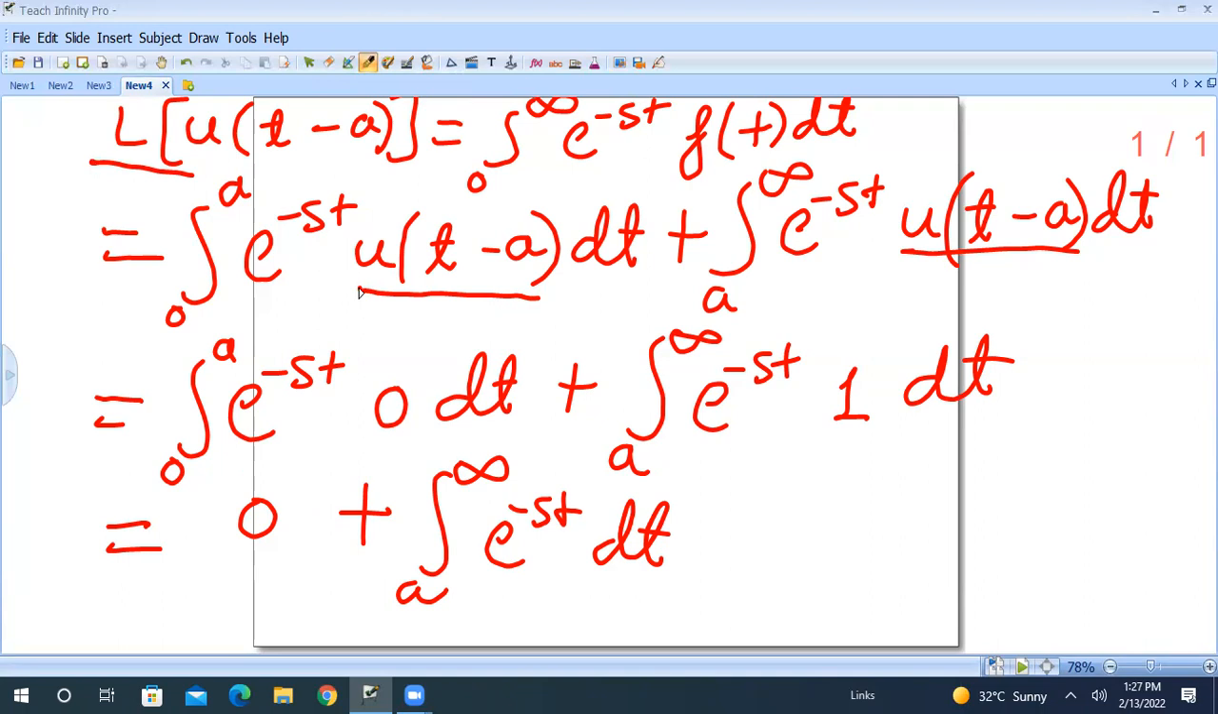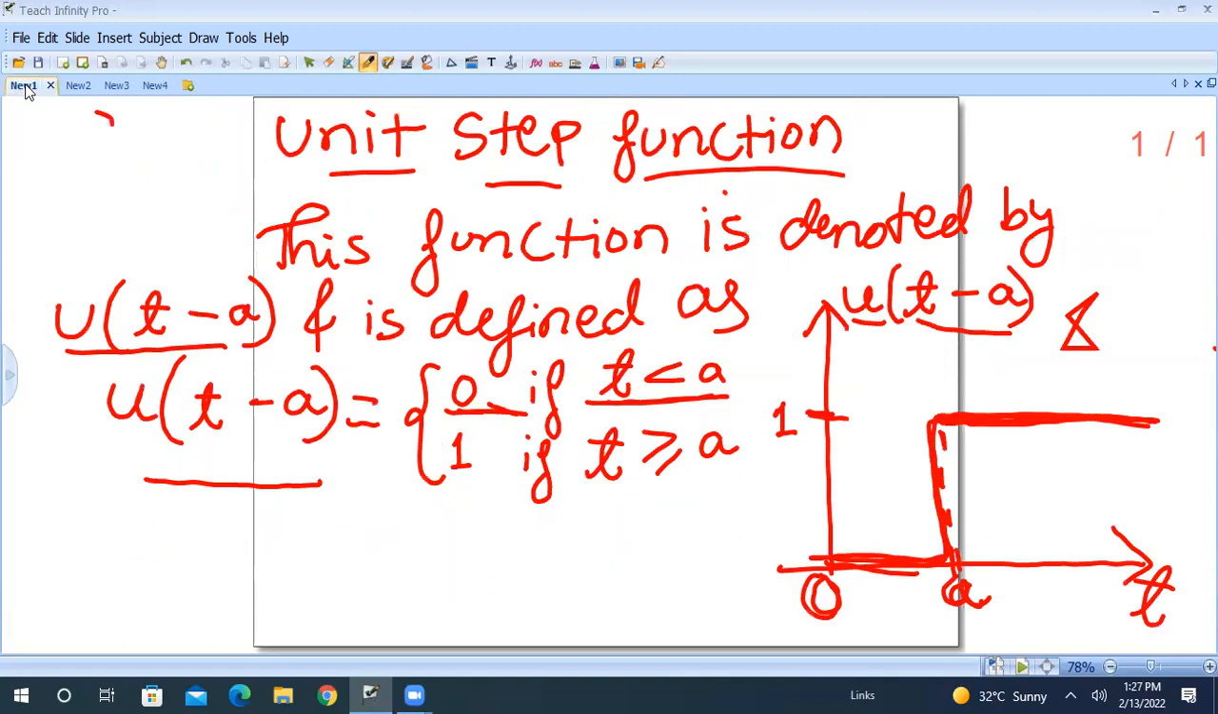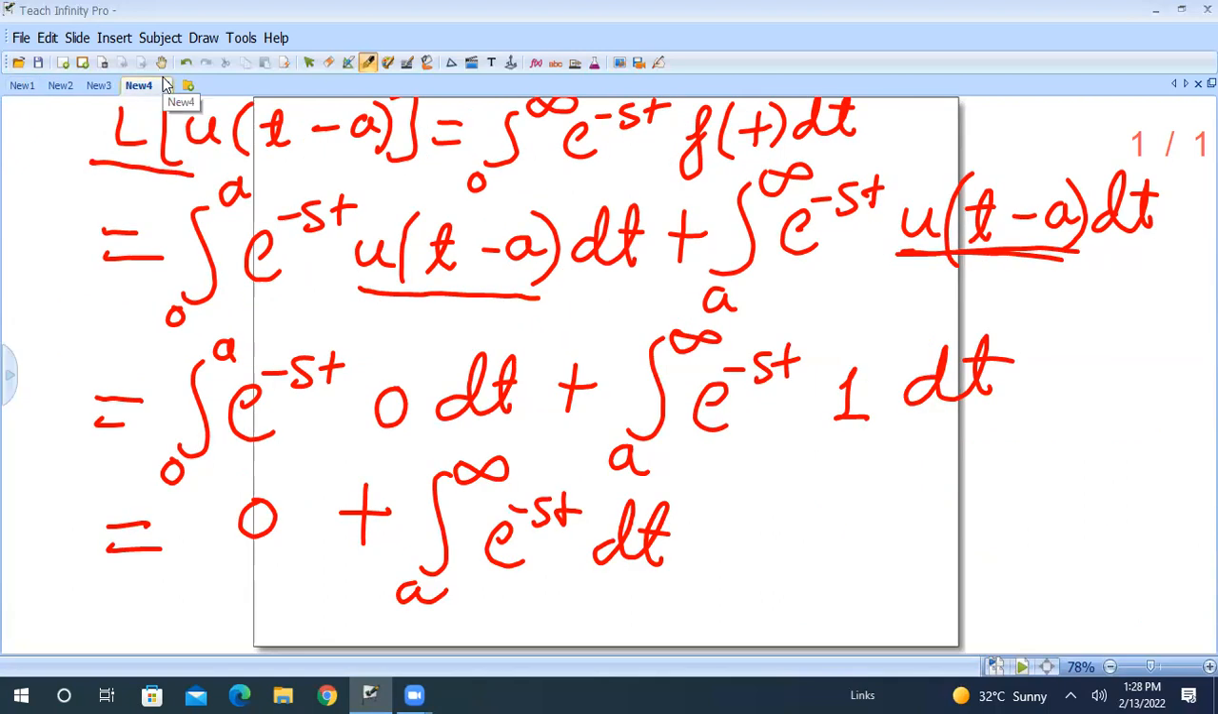The second condition: integration a to infinity e to the power of minus st u of t minus a into dt. These are the two conditions we have to match, because in the definition there are two conditions: 0 if t is less than a, 1 if t is greater than or equal to a. Both conditions we have to match in the theorem. For the first condition u of t minus a is 0 and for the second condition it is 1. So the first whole term will be 0, and the remaining term is integration a to infinity e to the power of minus st dt.